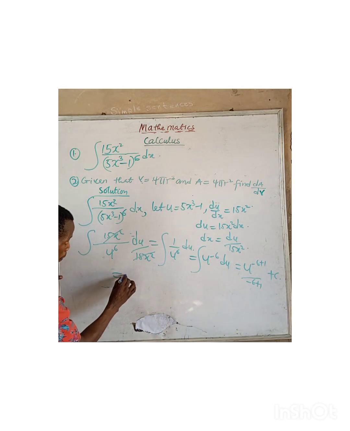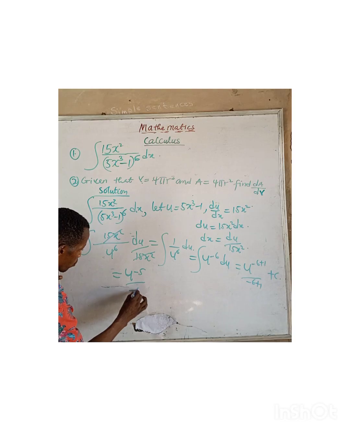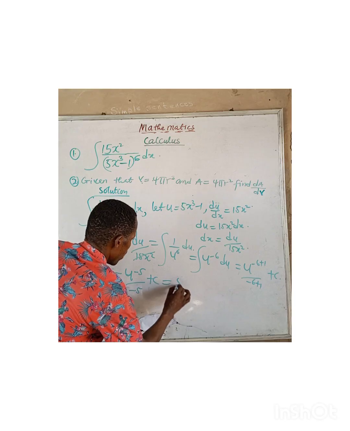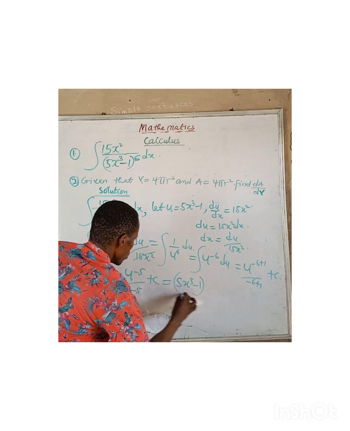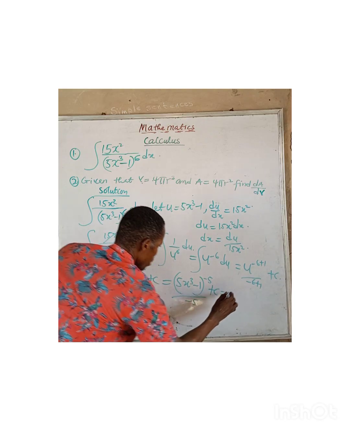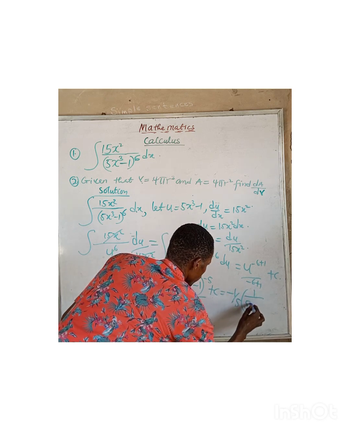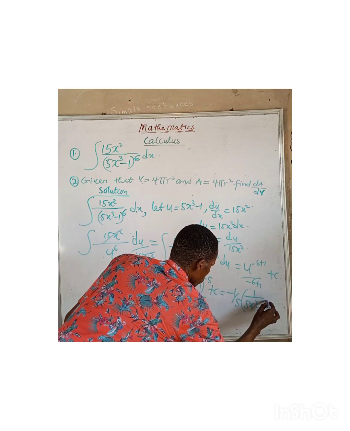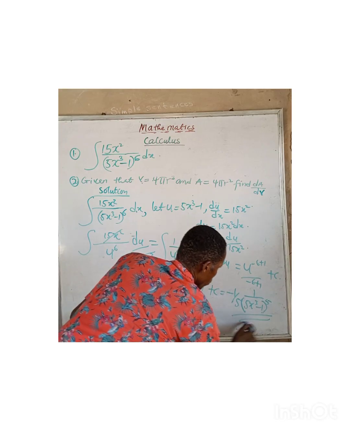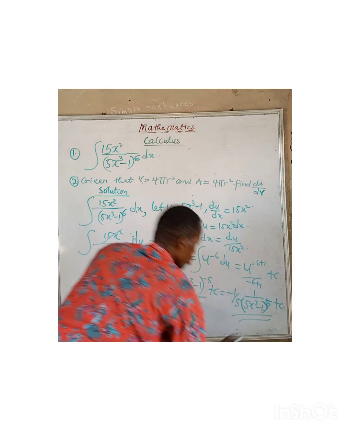So our answer becomes u raised to power minus 5 over minus 5. Now, putting our u back, this gives us (5x cubed minus 1) raised to power minus 5 over minus 5, plus c. This is minus 1 over 5 into 1 all over (5x cubed minus 1) raised to power 5, plus c constant. So this becomes our answer.